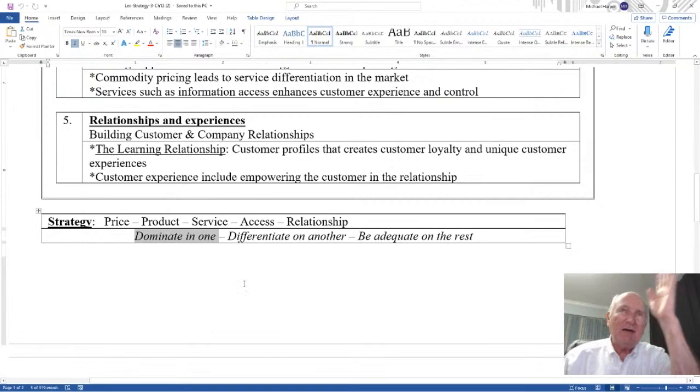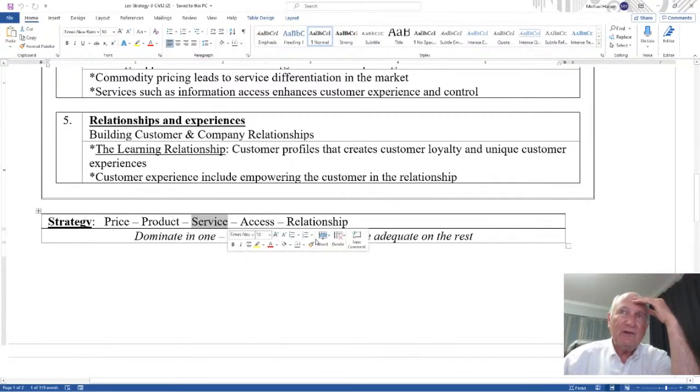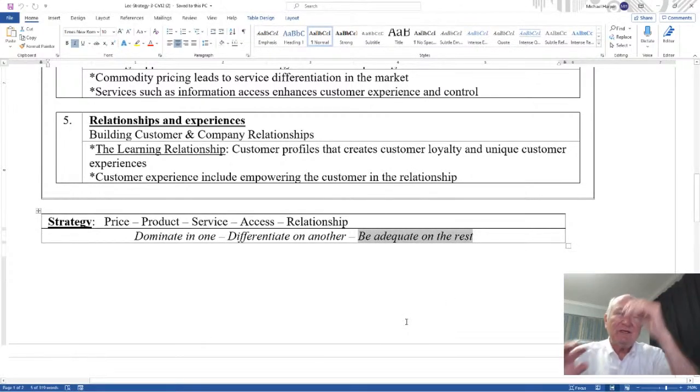But if you dominate in one, you're better than any of them, but differentiate on another. You're better at price, but your service is different. It may not be better or worse, but it's different. You differentiate yourself. And then all the rest of them, just be adequate. In other words, for the other 3, don't be so bad that it'll make them leave you. You don't have to be good, just don't be bad.